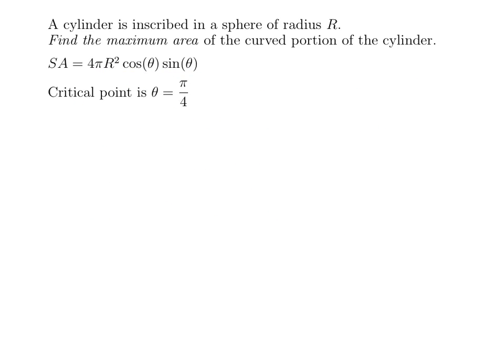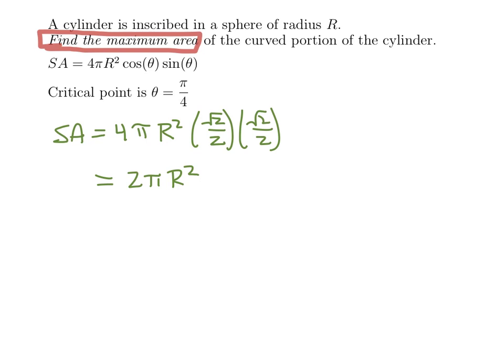We should celebrate the fact that we figured out that theta equals pi fourths is the critical point for finding the maximum area. But we want to make sure that we actually answer the question and not lose any points by not writing down what the maximum area is. This is an easy thing to do. We just need to plug pi fourths in for theta. And so we get that the surface area is 2 pi times the radius of the sphere squared once we've simplified all of those expressions.